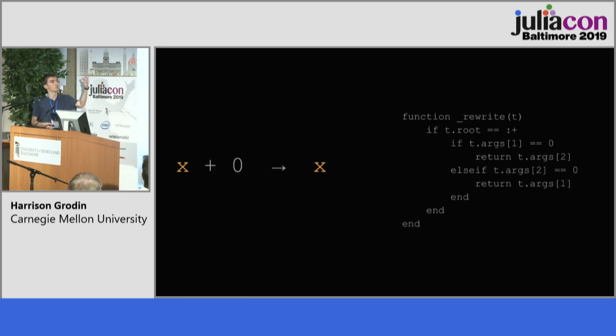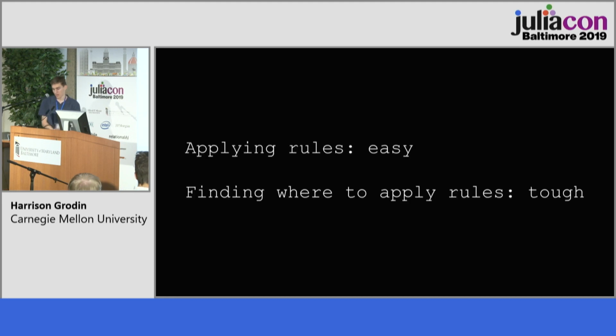We're going to take a rule like the thing on the left, which is easy to parse and easy to understand, just telling you that you get rid of these zeros, and turn it into an efficient piece of Julia code, like the thing on the right, where you check that the root is plus, and you check that if the first argument is 0, then return the second, etc. Cool. So applying these rules is actually pretty easy. Once you know what the variables are, building up the term on the right-hand side is straightforward. There's pretty much an obvious way to do it.